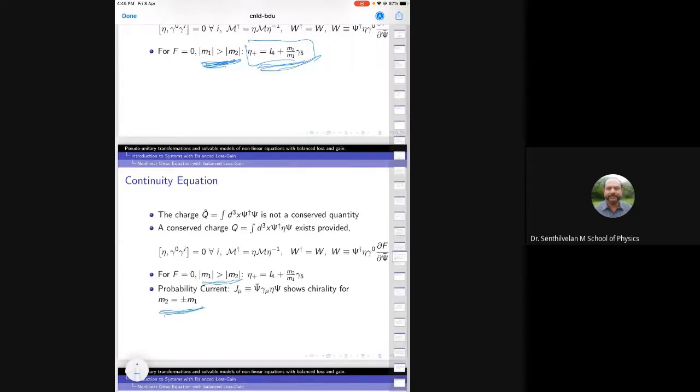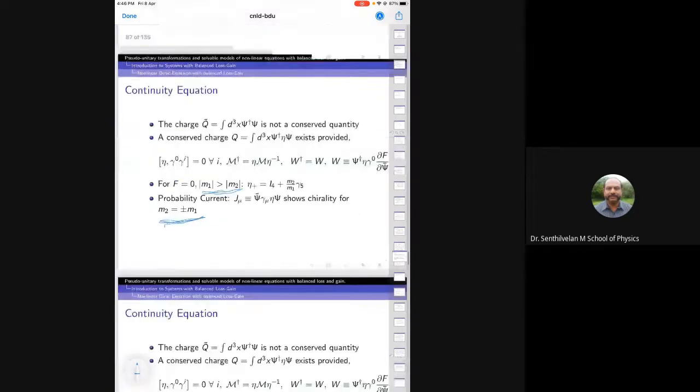This probability current shows chirality whenever M2 is equal to plus or minus M1. What do I mean? For positive M2 equal to M1, it receives a non-zero contribution only from the right-handed component. For M2 equal to minus M1, it receives a contribution only from the left-handed component. So it has some physical effect. Whether it will be observed or not is not known; for that, we have to mimic some physical system.